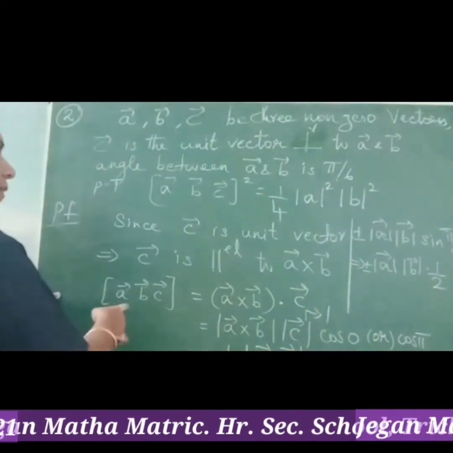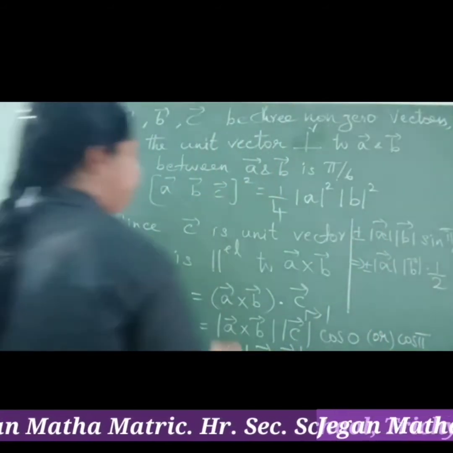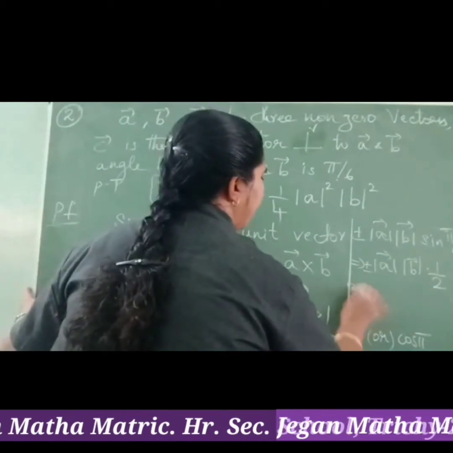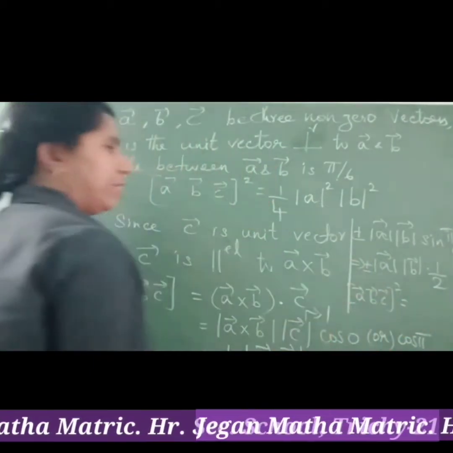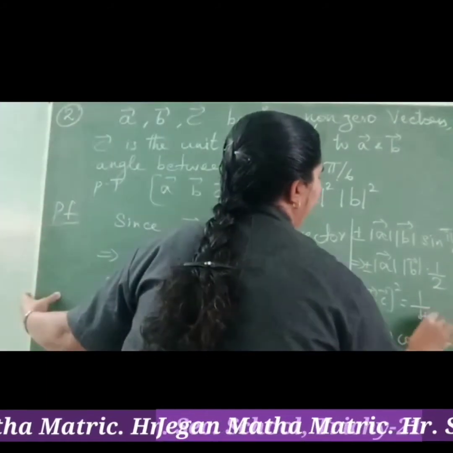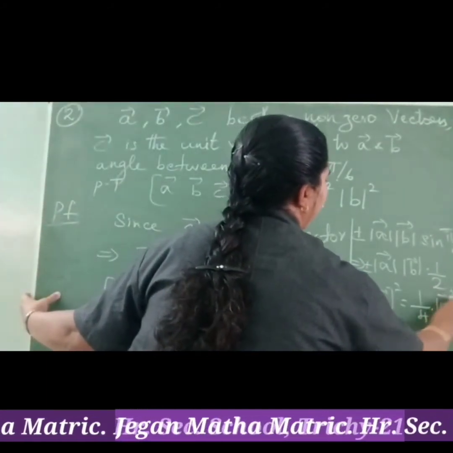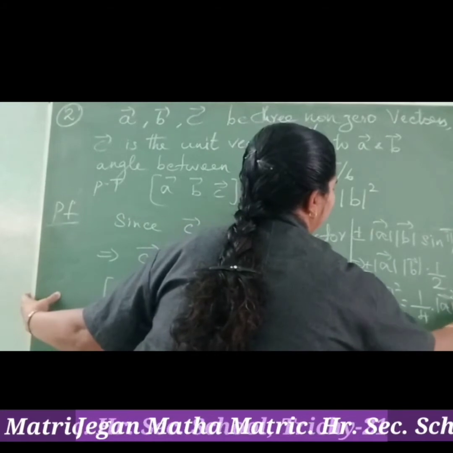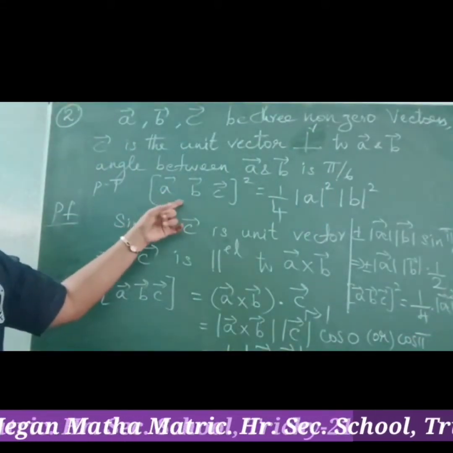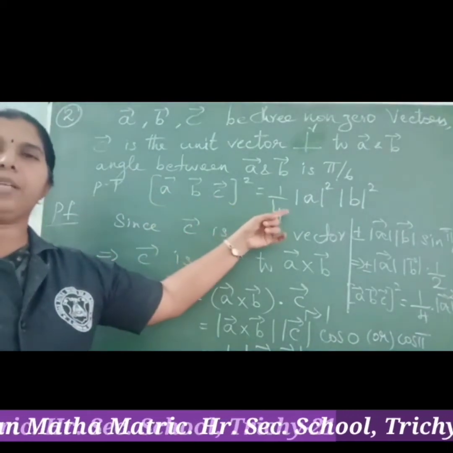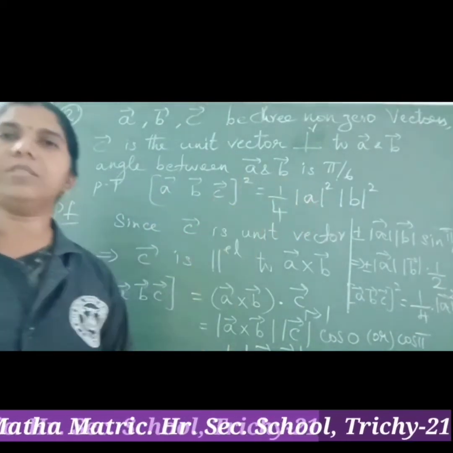So this is only the box product of A, B, C. So box product of A, B, C square. Squaring on both sides, plus or minus will be cancelled. 1/4 into modulus of A square modulus of B square. This is the result we want to prove. Box product of ABC square is equal to 1/4 into modulus of A square modulus of B square.